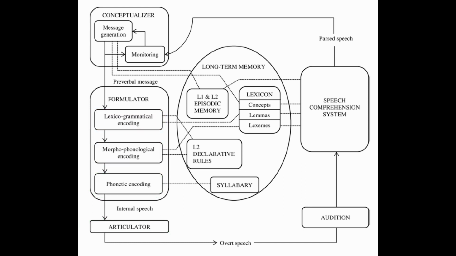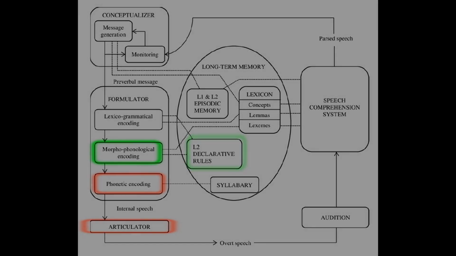In the words of Michael, seeking to improve accuracy in monitoring tasks directly affects fluency. This can be explained by the fact that when thinking about grammatical rules and good language use, speakers tend to hesitate. In the model, focusing on accuracy possibly affects L2 declarative rules and morphophonological encoding, but negatively affects phonological encoding and the articulator.